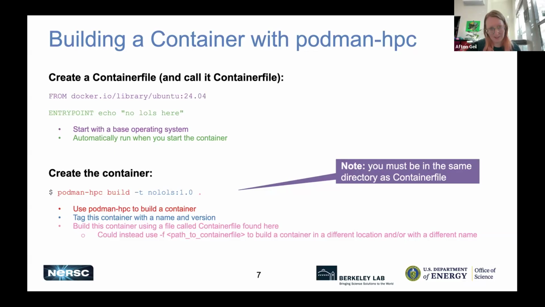But if you want to have a container file with a different name or build it in some other location, if you use the flag -f and then you have your path and name of your container file, you can have a differently named container file and it can be in a different location than your current directory.